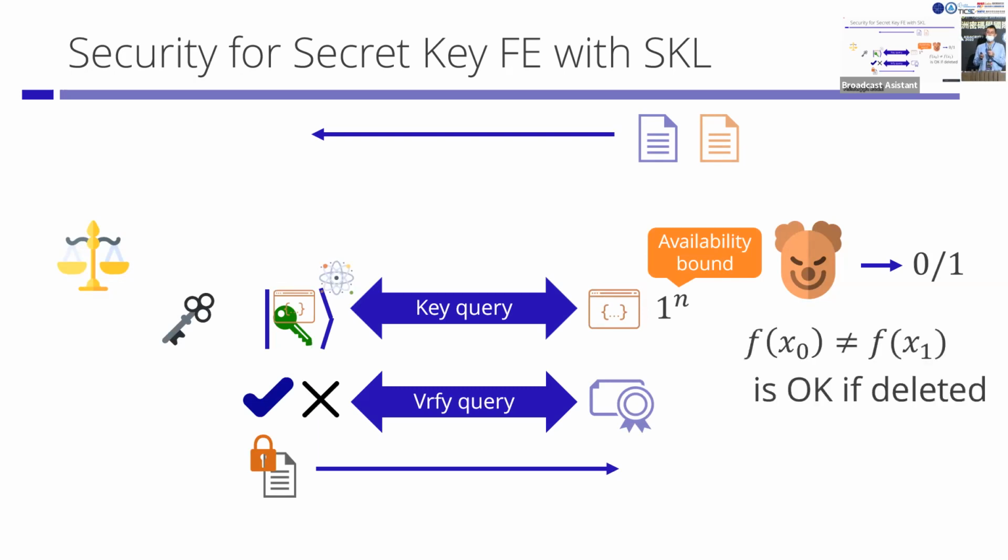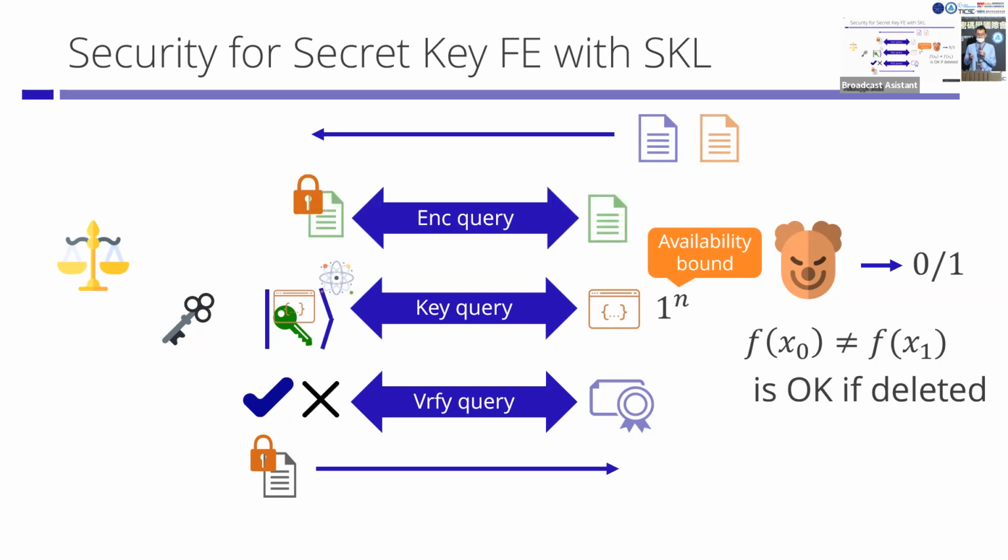In the classical FE, the adversary can send a key query f such that f of x0 is equal to f of x1 to prevent the trivial win. However, in this game, the adversary can send a function f such that f of x0 is not equal to f of x1 if the certificate for function f is valid, because in that case, the functional decryption key was deleted.